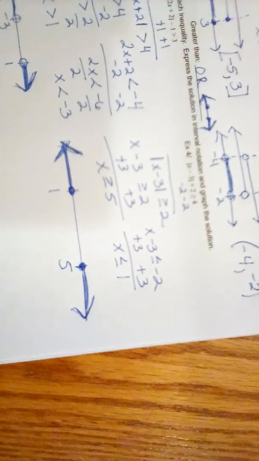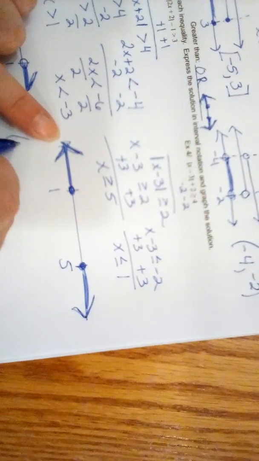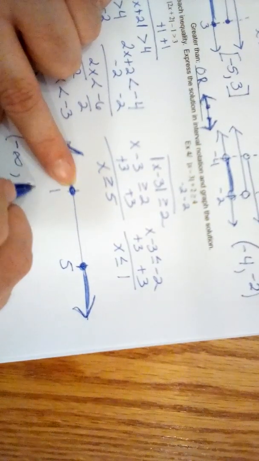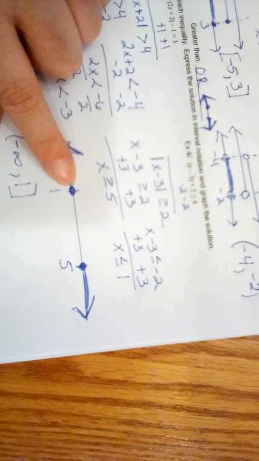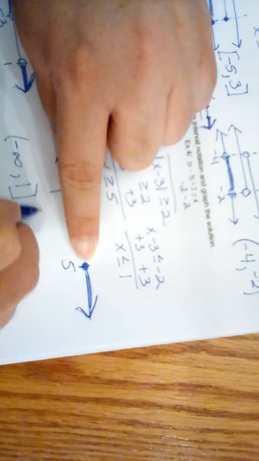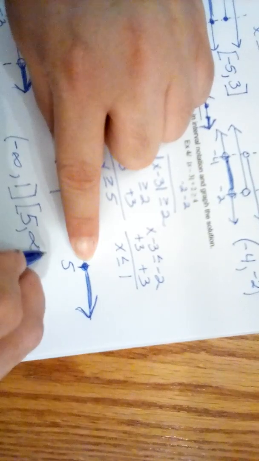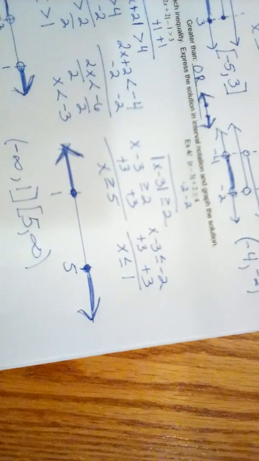Okay, so then we're going to do interval notation. Negative infinity to 1. Closed dot means it includes the endpoint. Okay, over here, include the endpoint. You've got a 5 to infinity. So both pieces are part of the solution.